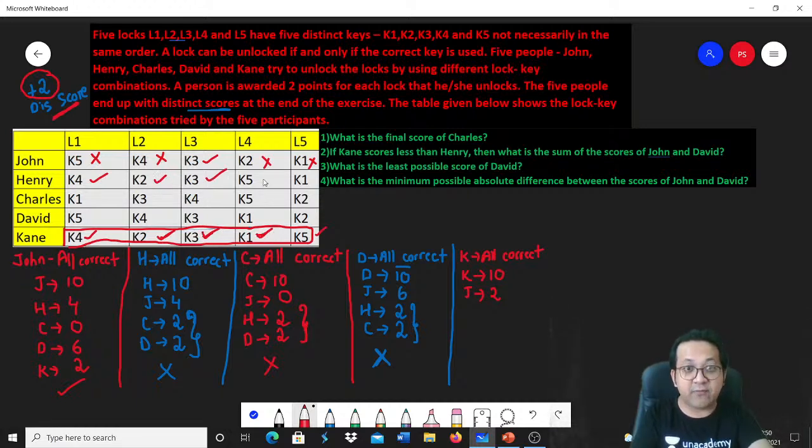Correct one is K5. Henry uses K1. Correct one is K1. Henry uses K5. Wrong. Correct one is K5. Henry uses K1. Is wrong. So 3 correct. 3 correct would mean 6 points.